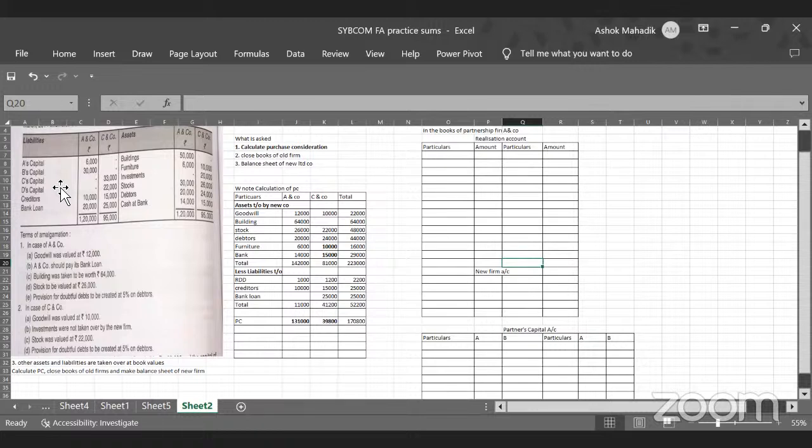Now we are closing A and company. So only limit yourself to A and company column. Don't look at the other columns, C and D. Okay. So now in A and company, we have A's capital and B's capital.